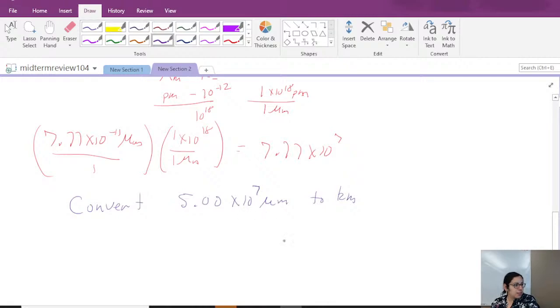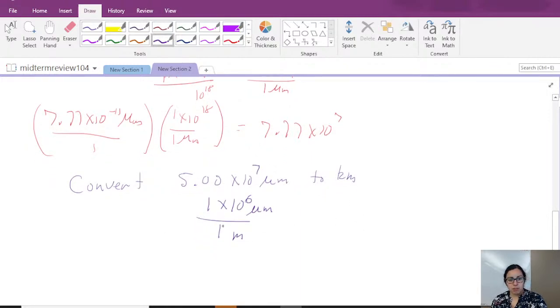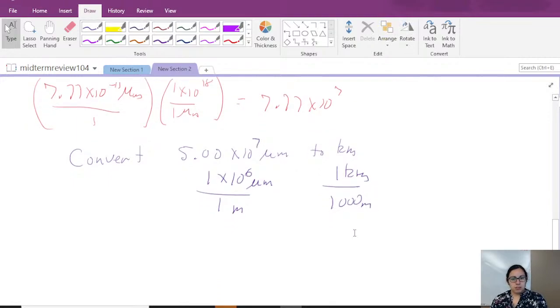And so again, I would just take the same approach so we can set up or look at our conversion factors. And so we have 1 times 10 to the 6 micrometers is equal to 1 meter. So I converted it to positive exponents. Again, you could have used 1 times 10 to the negative 6 meters is equal to 1 micrometer. That would also work. And then 1 kilometer is 1,000 meters. So then we can set up our dimensional analysis.